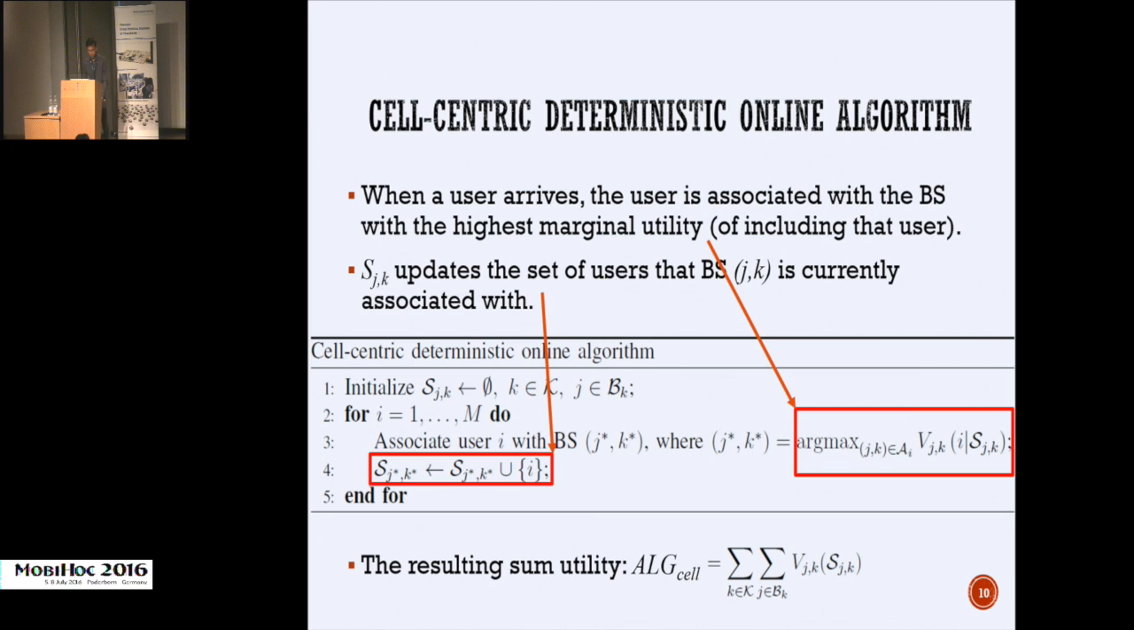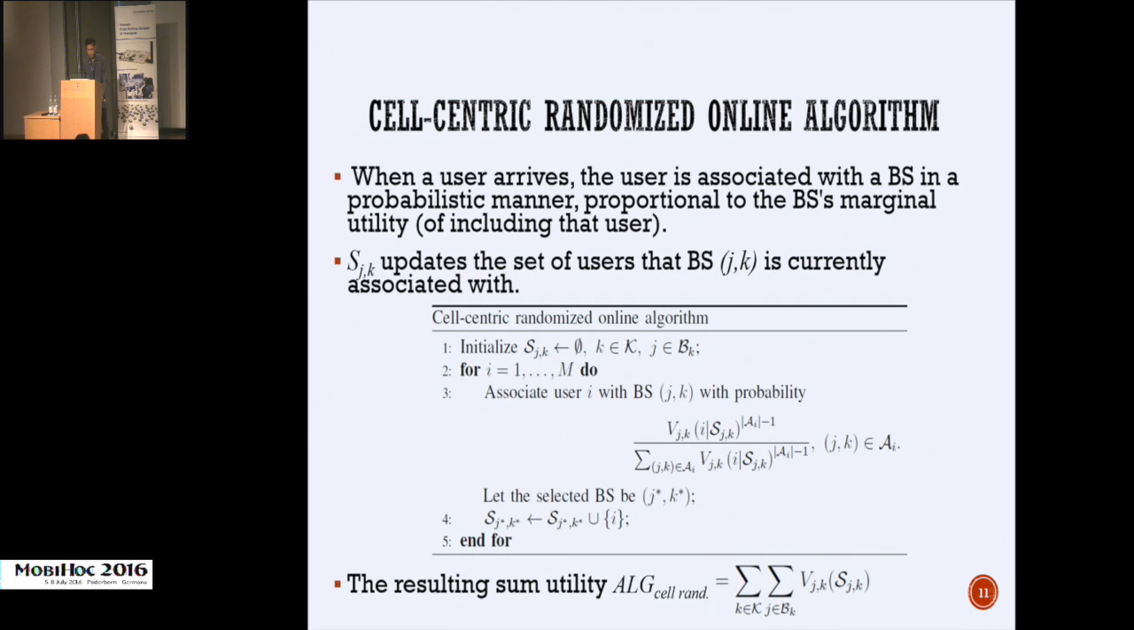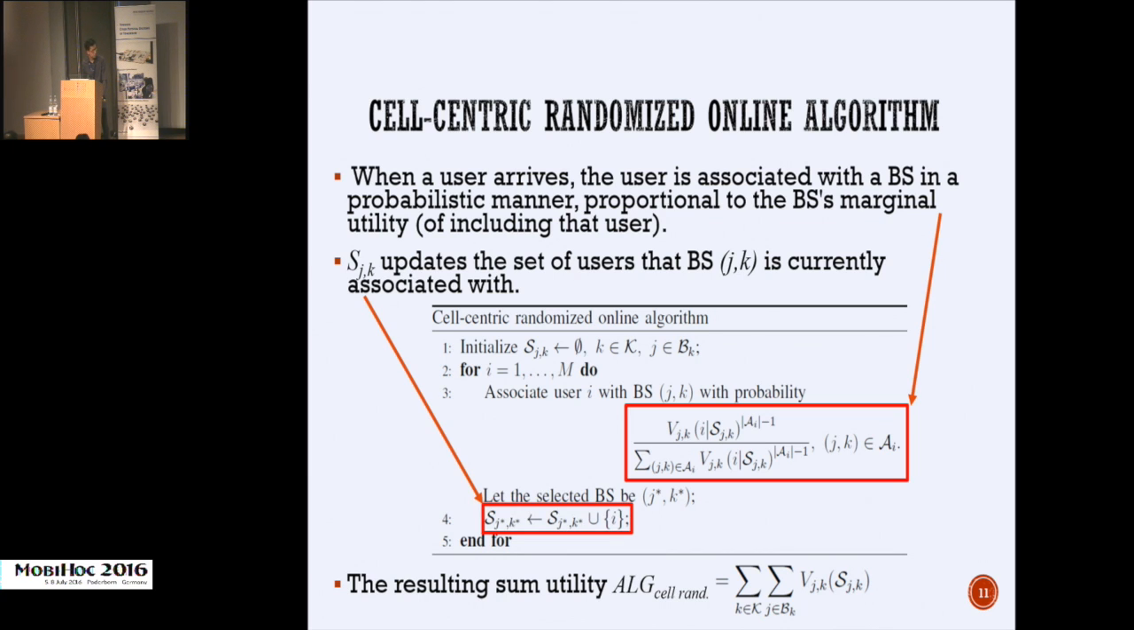So here is the third one. We call it the CELL-centric randomized or naive algorithm. The general idea is that when a user arrives, the user is associated with a base station in a probabilistic manner. The probability is proportional to the base station's marginal utility of including that user. We can see that the higher the marginal utility, the higher the probability of associating user I to that particular base station. Since this is probabilistic, we call it a randomized algorithm. Similarly, SJK updates the set of users that base station J at tier K is currently associated with, and the resulting sum utility is denoted as ALG cell rep.